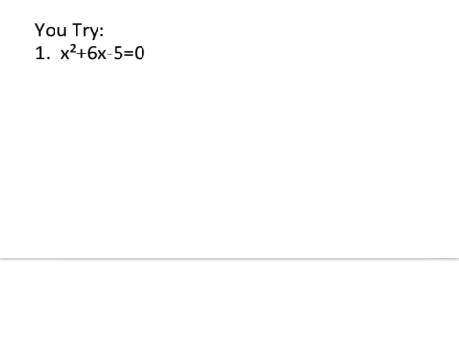This is a U-try, so you would want to try this on your own. Hit pause and try it on your own, and then come back and hit play and see if you get it correct.